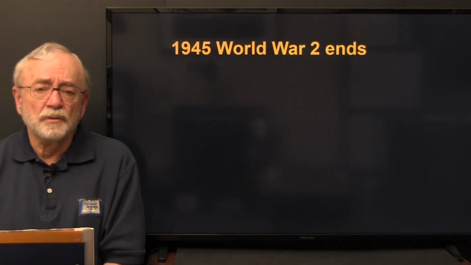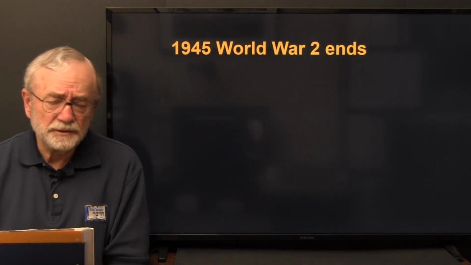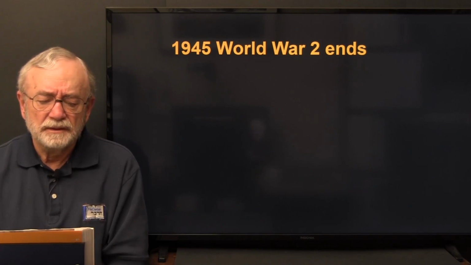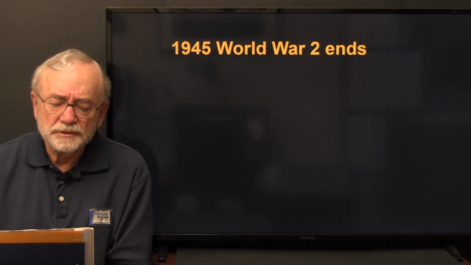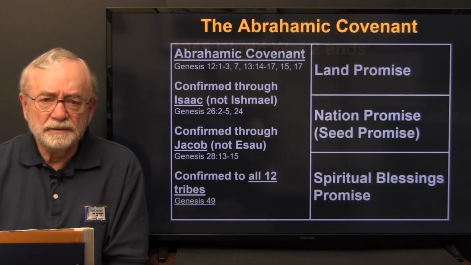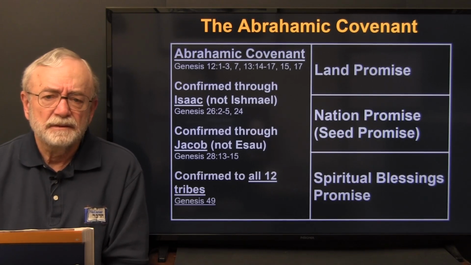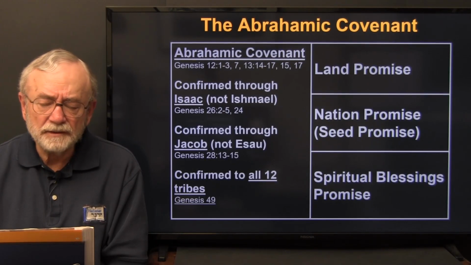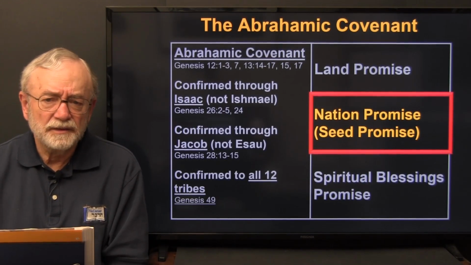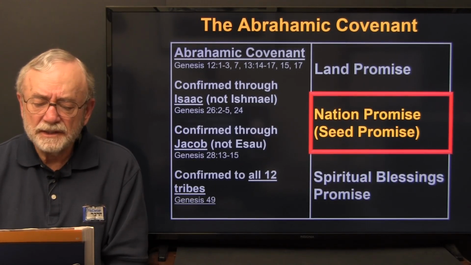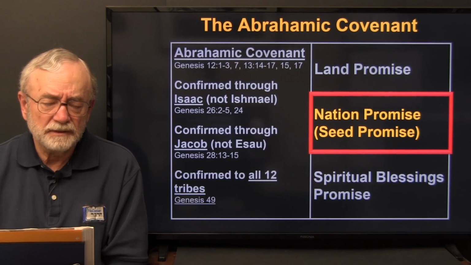1945, World War II comes to its conclusion. Now at this point I would like to take a few minutes to explain the significance of the Holocaust. Here, remember the Abrahamic covenant with its three promises: a land promise, a nation promise, and a spiritual blessing promise. The Holocaust is an attack on the nation promise, the seed promise of the Abrahamic covenant. It is an attempt to destroy the people itself.